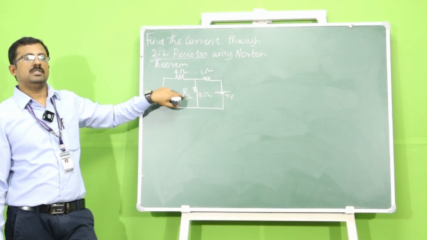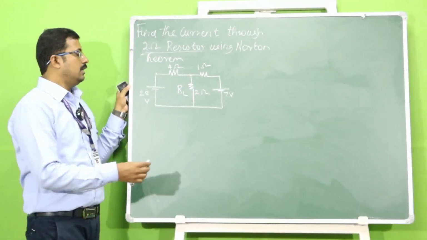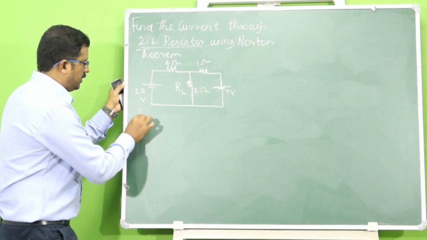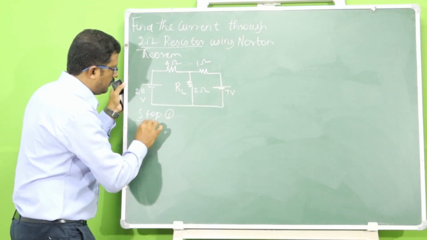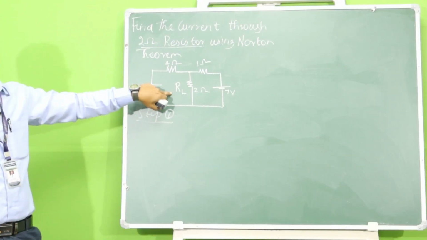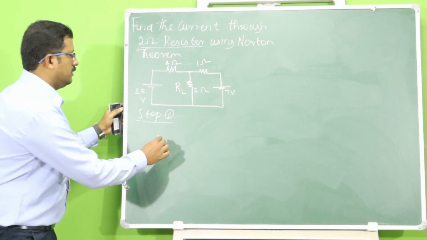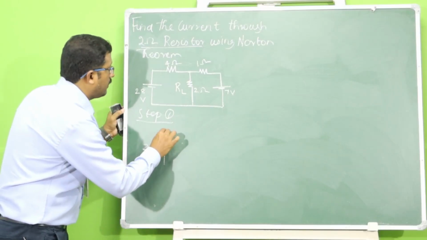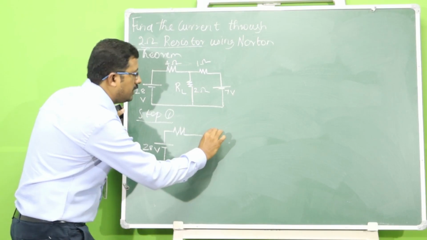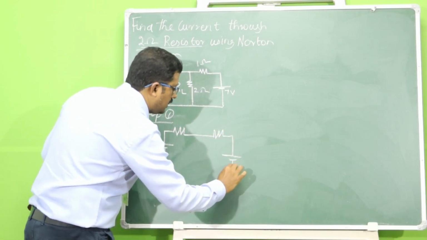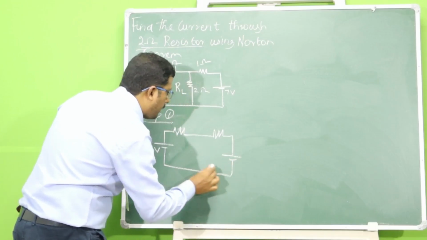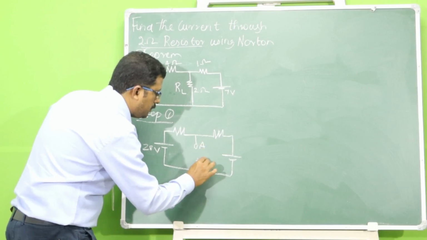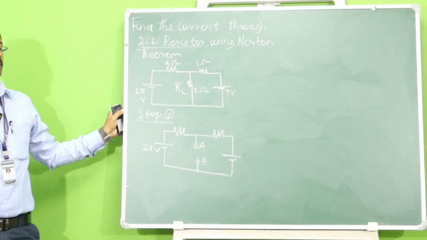To find the current value, step number 1 based on Norton's theorem is to remove the branch which is asked in the question and redraw the circuit. For step number 1, remove the load resistor RL and mark the terminals as A and B. So redraw the circuit, which has a 28 volt source, a 4 ohm resistor, a 1 ohm resistor and a 7 volt voltage source. Remove the load resistor and mark the terminals as A and B. So this is step number 1.